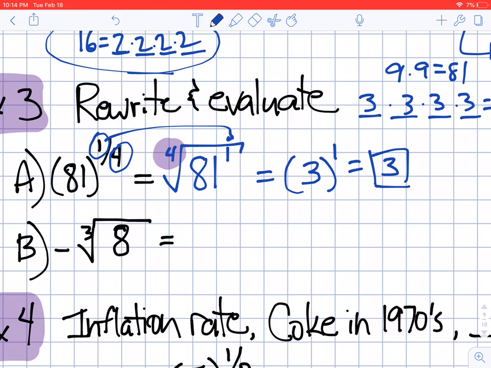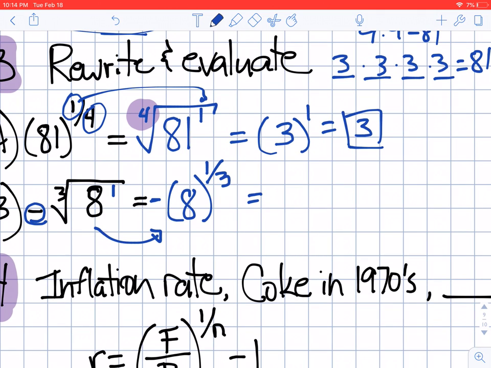Again, this is in radical form. I'm going to write this in rational form. So I put 8, and then I carry this to the, again, there's an implied 1 there, so 1 over 3. Now I can't forget about that negative sign. I'm going to just slap that in front.